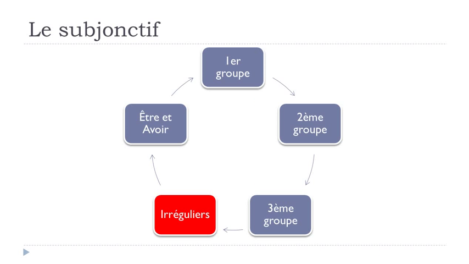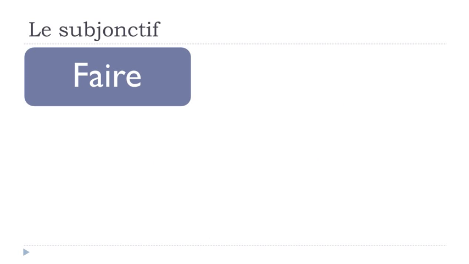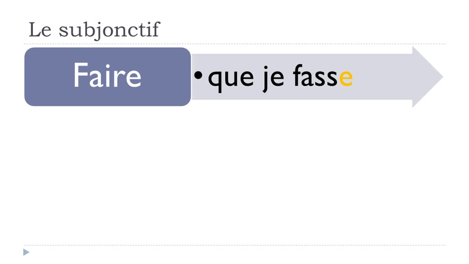Okay, but then of course we've got some irregular verbs because we're talking about the French language. So let's start now. The verb faire, to do, will become que je fasse. Here you've got the ending, and it does mean that this first part will stay the same. You just need to change the endings: que tu fasses, ES, qu'il fasse, E, etc.